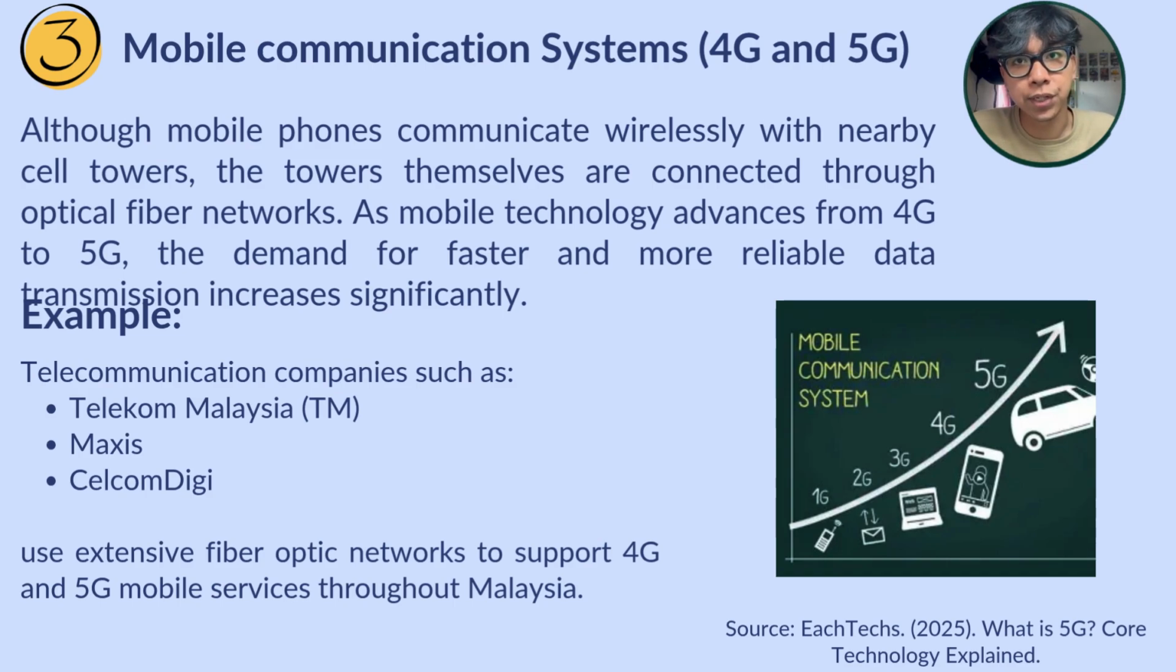Next is mobile communication systems, including 4G and 5G networks. Although smartphones connect wirelessly to nearby cell towers, those towers are connected to each other through optical fiber networks. As mobile technology advances, there is an increasing demand for faster and more reliable data transmission. In Malaysia, companies such as Telekom Malaysia, Maxis, and Celcom use extensive fiber optic infrastructure to support their 4G and 5G services.